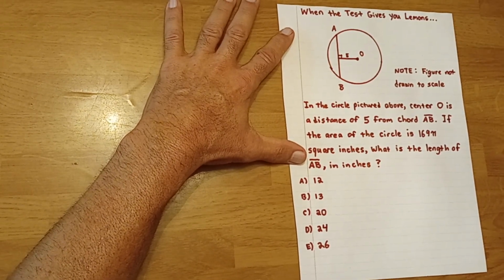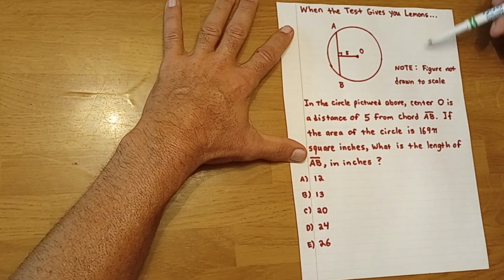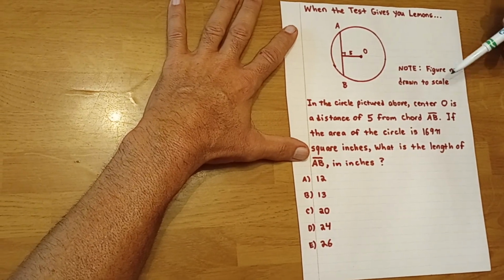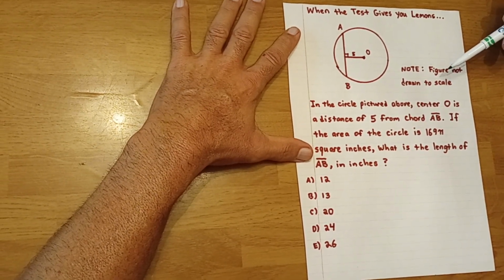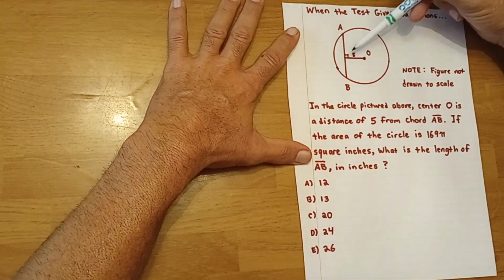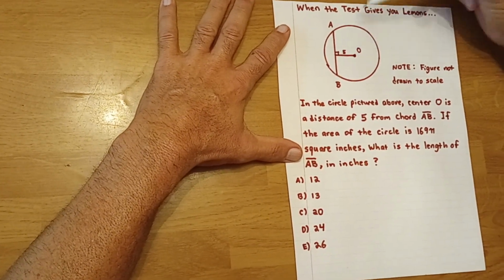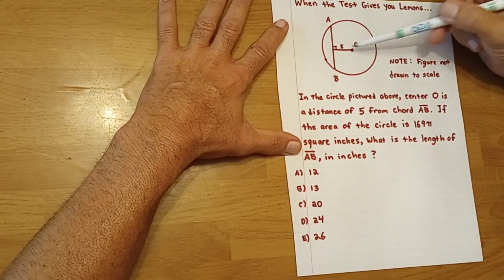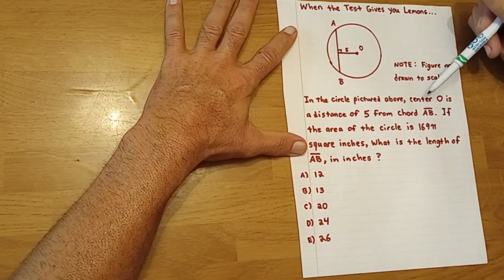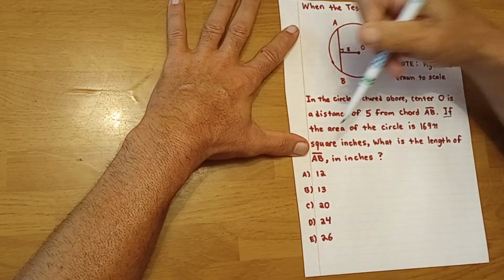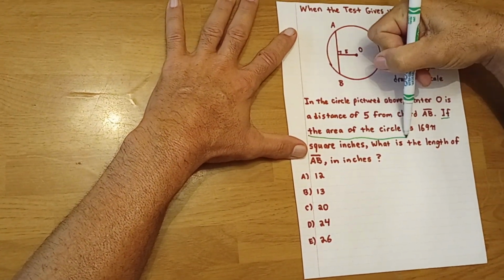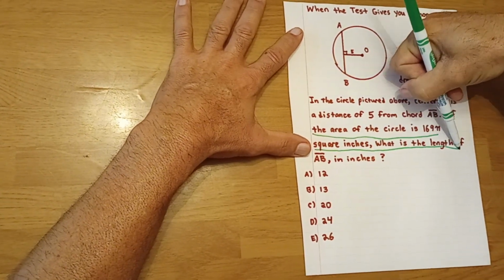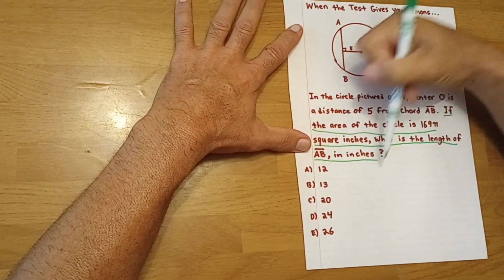So here we go. First we see that the note says figure not drawn to scale. And the question says, in the circle pictured above, center O is a distance of 5 from chord AB. And again, a chord is a line that goes through the circle but not through the center. Okay, if the area of the circle is 169 pi square inches, what is the length of AB in inches?